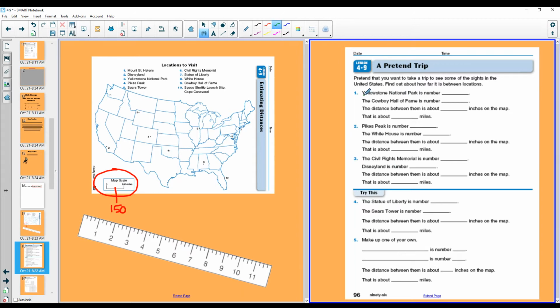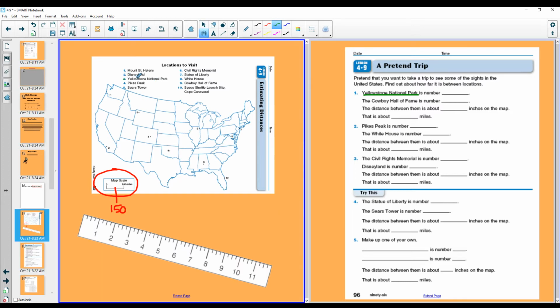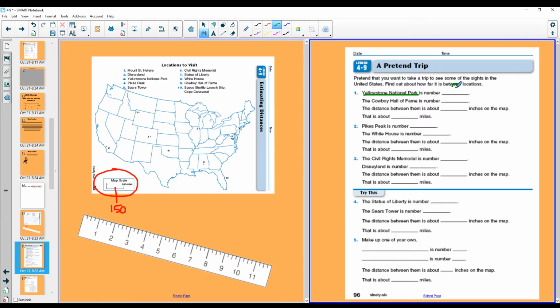All right, Yellowstone National Park is number what? Well, we look on page 95. I know you guys have to flip back and forth. What's nice is I have it up here on the screen. And so Yellowstone National Park is number 3. So we're going to hit number 3 here. The Cowboy Hall of Fame is, so let's look, number 9. I'm assuming that one's in Texas because that's where the Cowboys are.